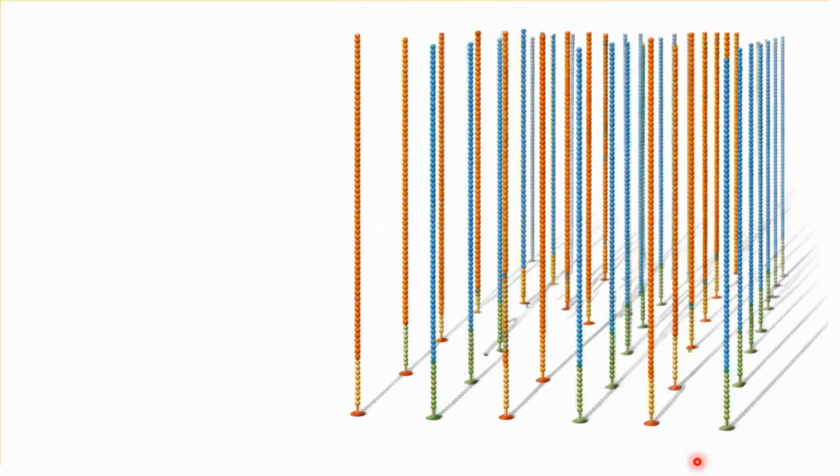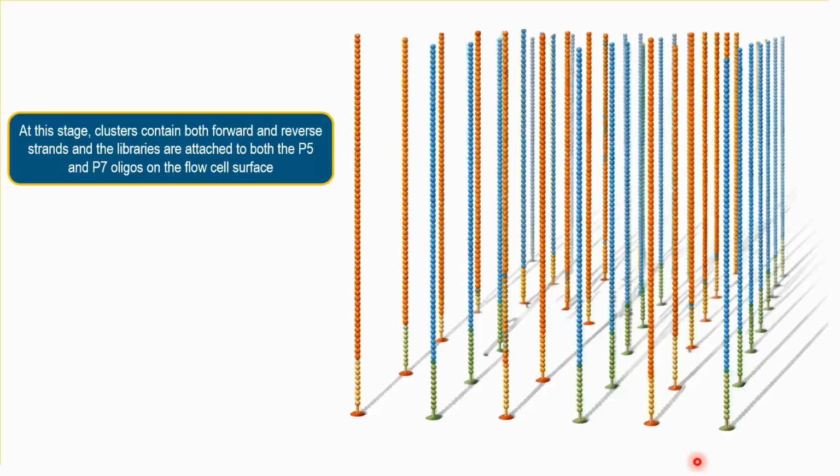After the cluster generation is complete, the DNA within each cluster must be prepared for sequencing. At this stage, clusters contain both forward and reverse strand, and the libraries are attached to both the P5 and P7 oligos on the flow cell surface. However, sequencing requires a single uniform strand orientation for accurate sequencing. Therefore, all strands within a cluster must be in the same orientation.